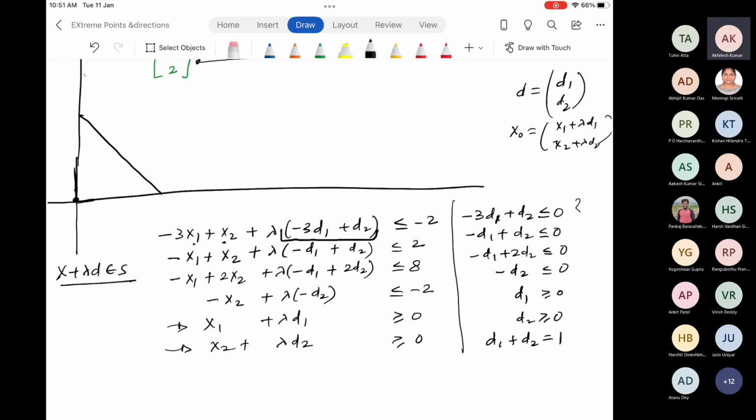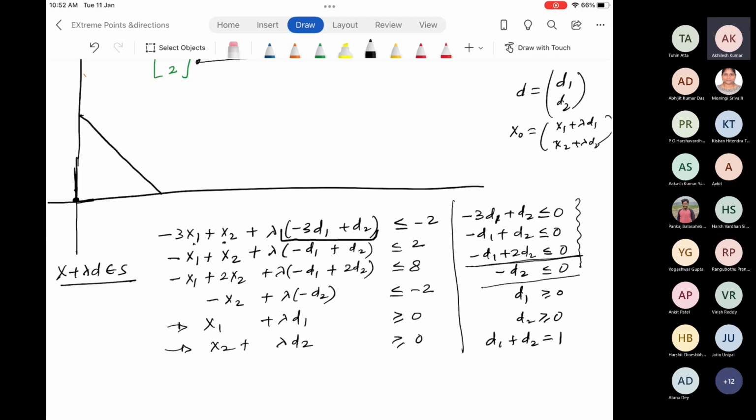So what is the most important thing about these four equations? In fact, these three. Where do they pass through? Origin. All of them pass through origin, right? With different slopes only. Sir, here x1 and x2 are extreme points. No, I haven't said that. x1 and x2 are any points.